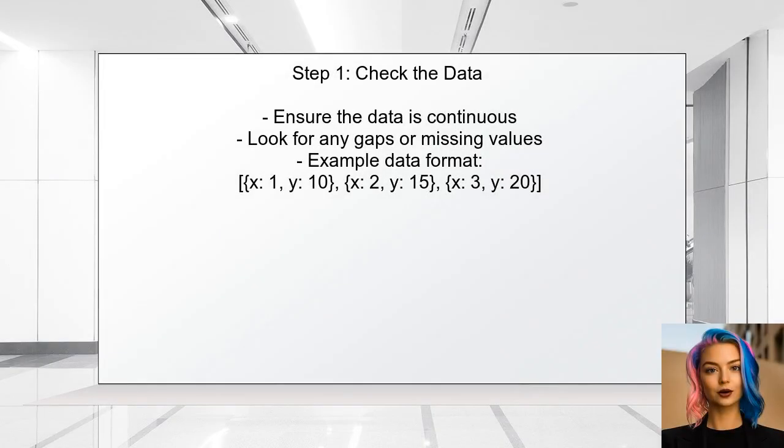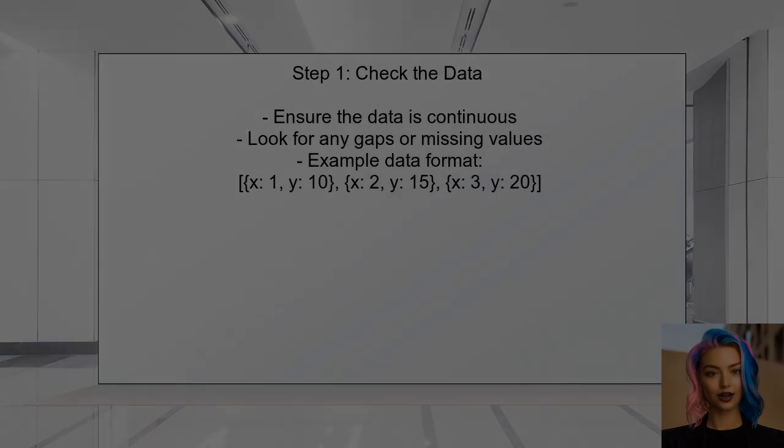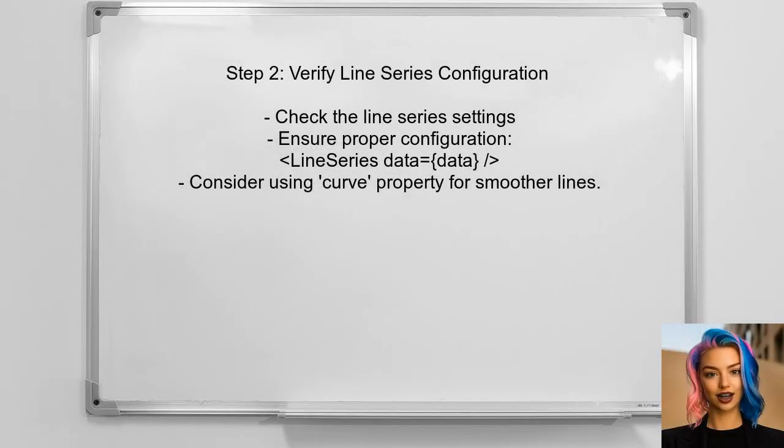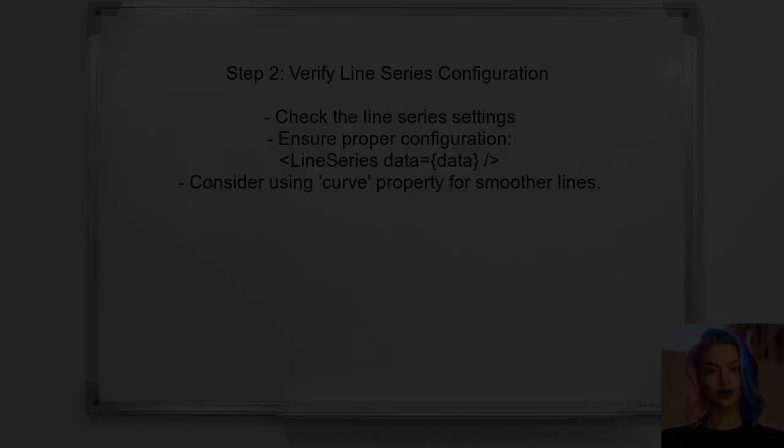To address the issue of black areas appearing between the lines in React-Vis, the user should first check the data being passed to the chart. It's important to ensure that the data is continuous and does not contain any gaps. Next, the user should verify the configuration of the line series in React-Vis. They need to ensure that the line series is set up correctly to handle the data without creating gaps.